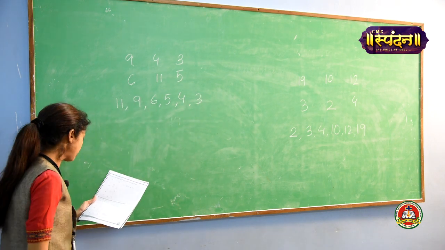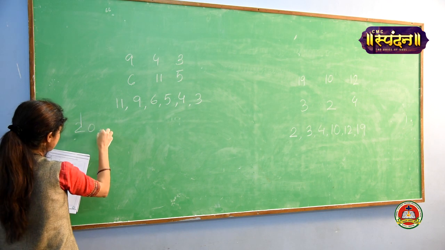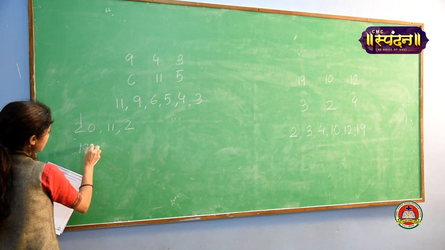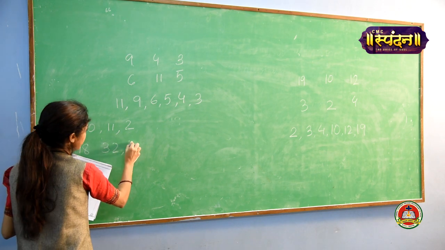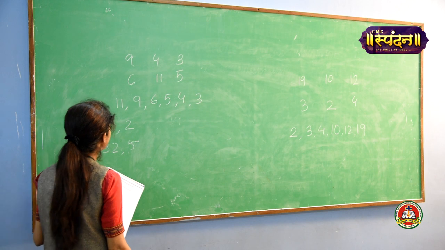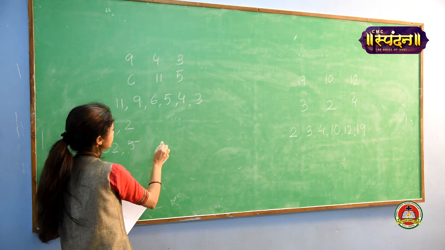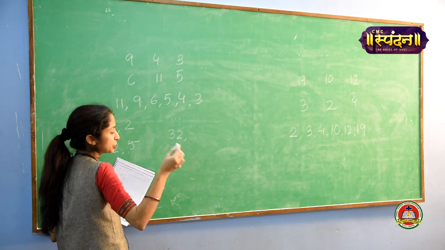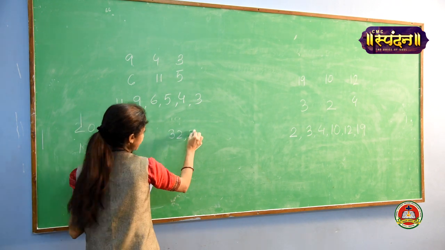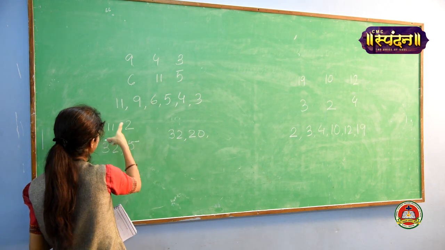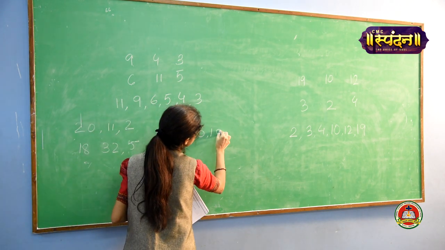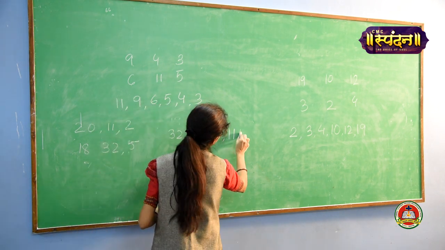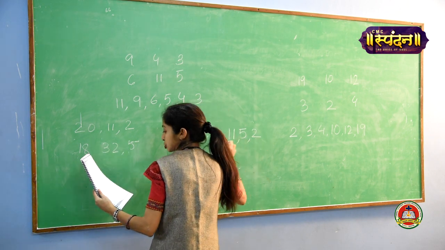Is it clear? Now next coming 20, 11, 2, 18, 32 and 5. So what will come first? The biggest number is 32, then after that it comes backward. So which number will come next? It will be 20. After 20, which number will come among them? It will be 18. The next will be 11 and next will be 5 and the smallest number is 2.